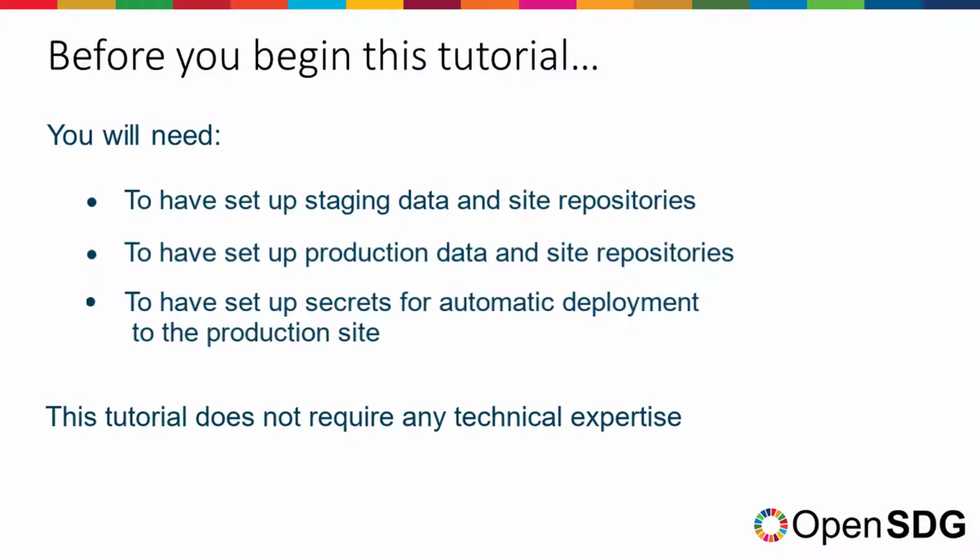Before you begin, make sure you have completed all the necessary steps required to create staging and production site and data repositories. The steps needed for this can be found in the videos on how to create an OpenSDG platform and how to create a production site, both of which are available on the Code YouTube channel. You also need to ensure you have set up secrets to allow automatic deployment of your staging data to the production environment. This tutorial does not require any technical expertise.